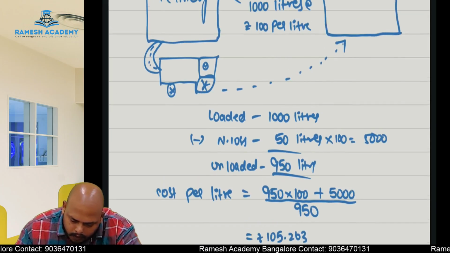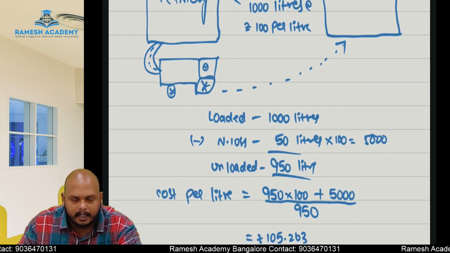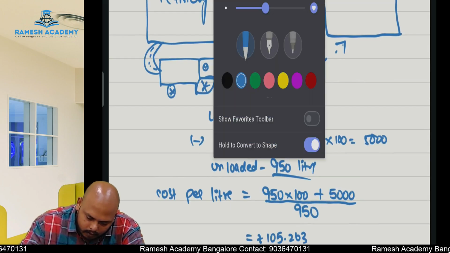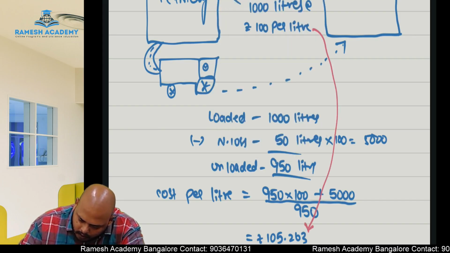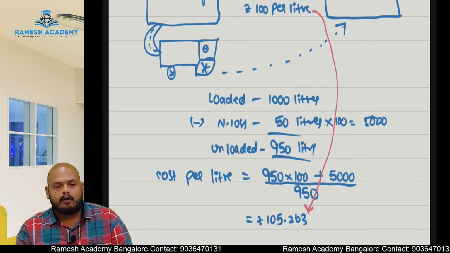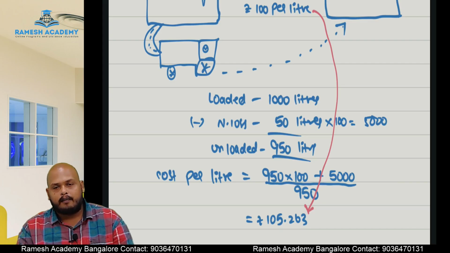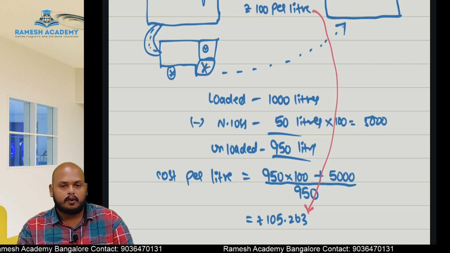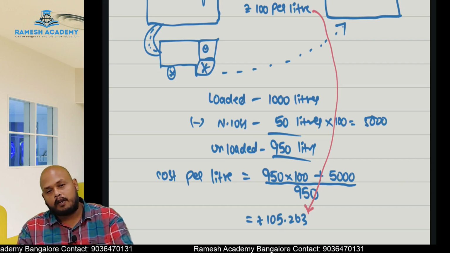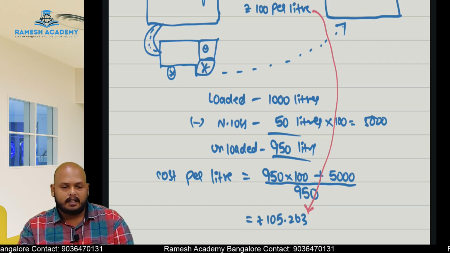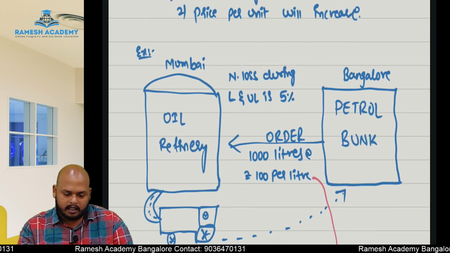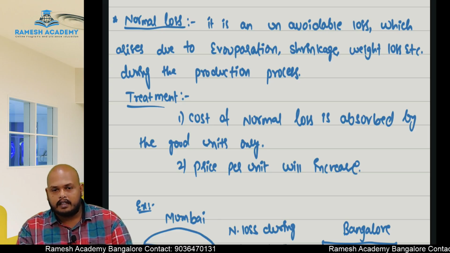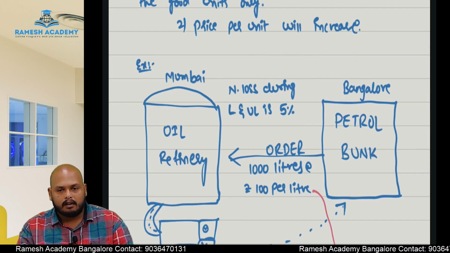105.263. Now you see here, what is the price per liter we purchased? 100 rupees. Now what is the price per liter? 105. Is the price increased or not? The price is increased by how much? 5.263. Why? Because the cost of normal loss will be borne by the good units. That is the reason the cost will increase. So this is the concept of normal loss, and this is the cost accounting treatment for normal loss. Okay?